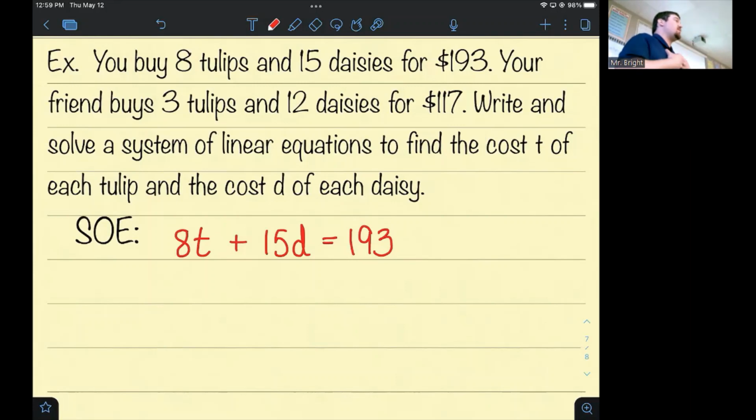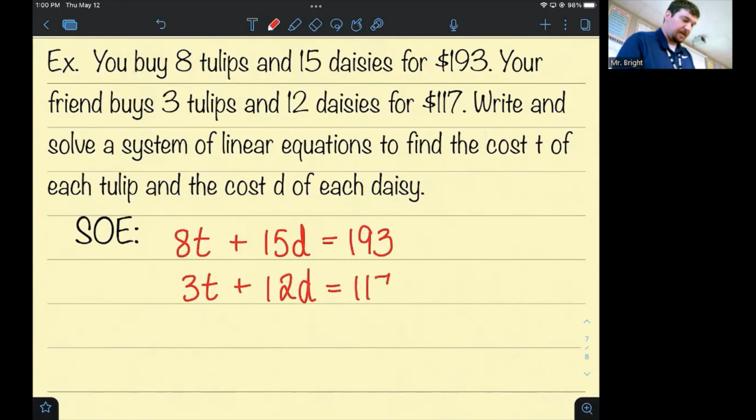By the way, knowing that information isn't enough for me to determine the price of a tulip or a daisy. But if my friend buys them for the same price, which we're assuming they do, and my friend buys 3 tulips and 12 daisies for $117, then we can determine the exact cost of both.